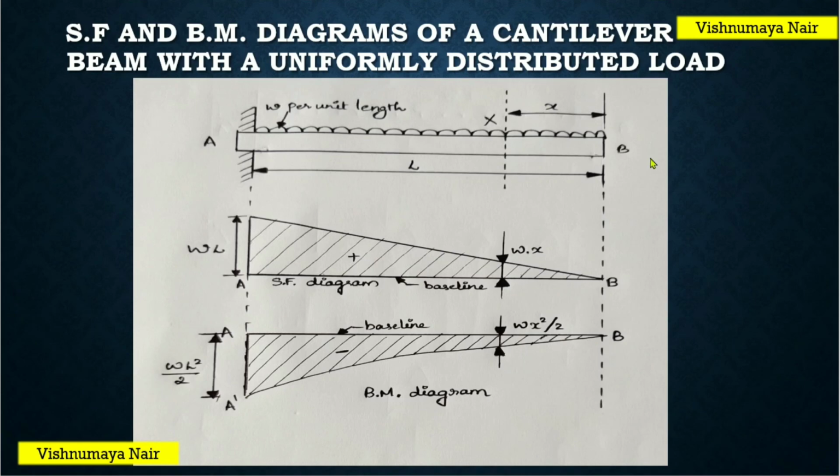So these are the shear force and bending moment diagrams of a cantilever beam with a uniformly distributed load acting over it. This is the shear force diagram and this is the bending moment diagram. Here we have a straight line and here we have a parabolic curve.